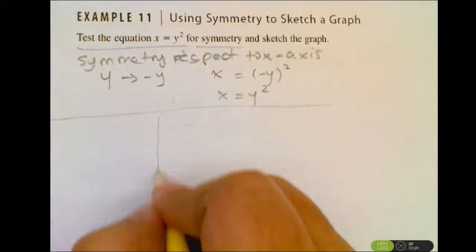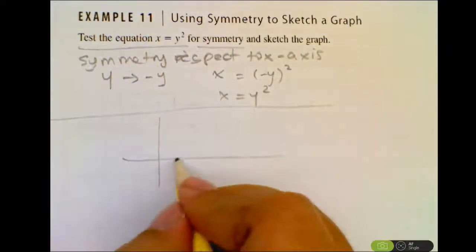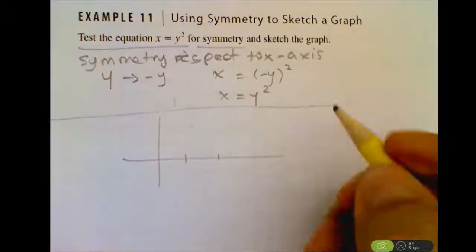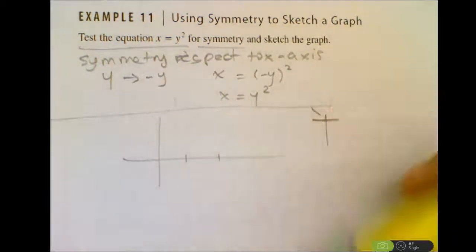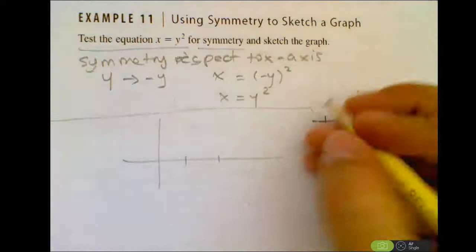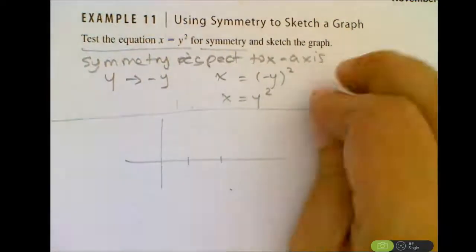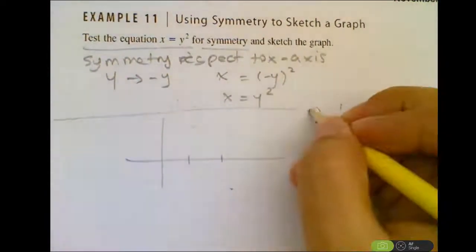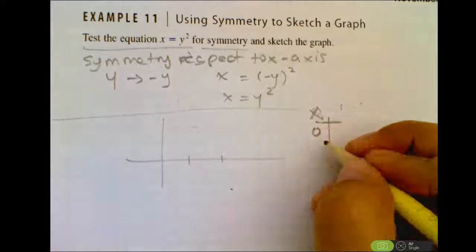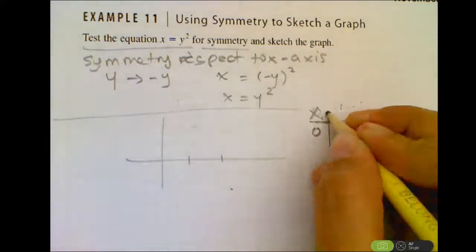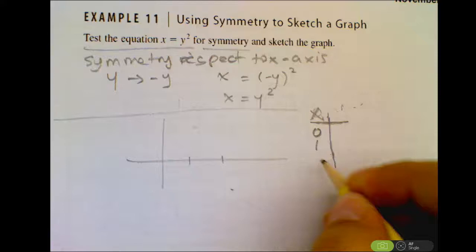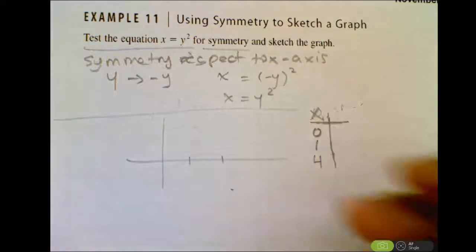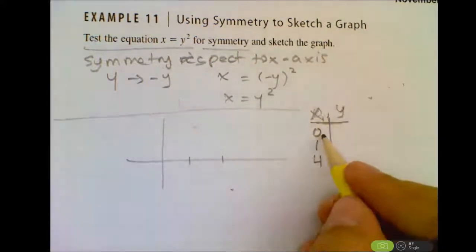So the only thing that I have to do now is pick a few x's. So I'm going to pick, I don't know, 0. Oh, sorry. I'm going to make a small table. I'm going to pick 0, 1 and 4. So how much is y in those cases?